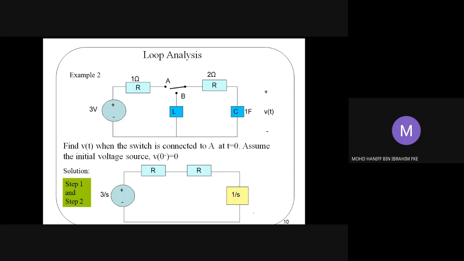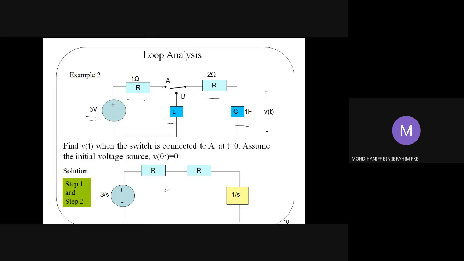We have this circuit where we have two resistors, R of 1 ohm and R of 2 ohm, an inductor L, and a capacitor C of 1 farad. It's given that we have a 3 volt voltage source. It's given that the switch is connected to A at t equals 0, which means that initially the switch is at B. When t equals 0, the switch is now connected to A.